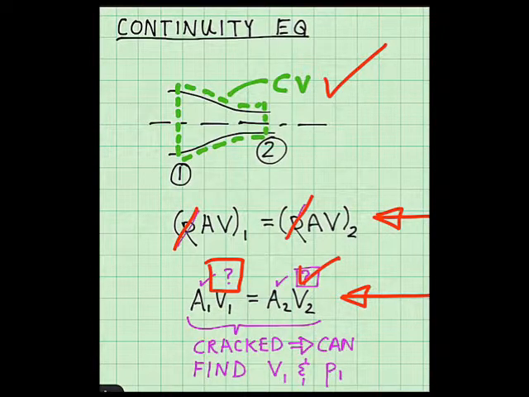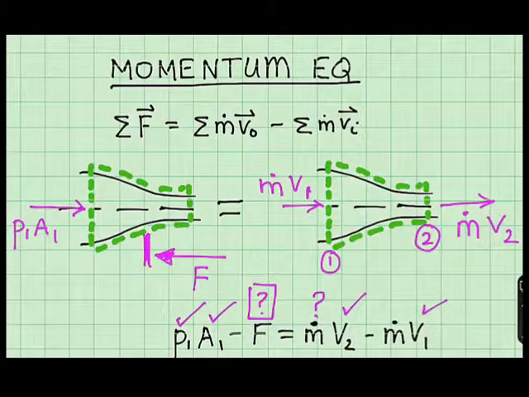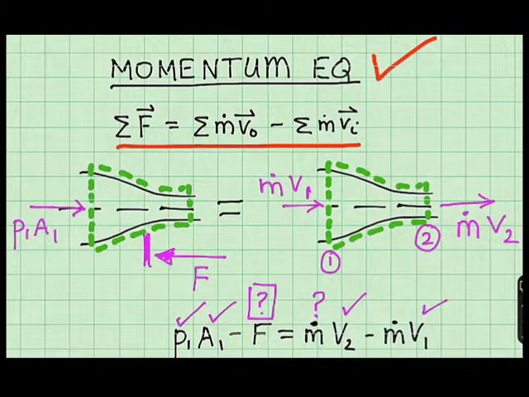And so I can quickly see that I can find both V1 and P1 by solving the Bernoulli equation and the continuity equation together. To find the second problem goal, which is the force to hold the nozzle stationary, I apply the momentum equation. And here's the general equation for a steady flow.